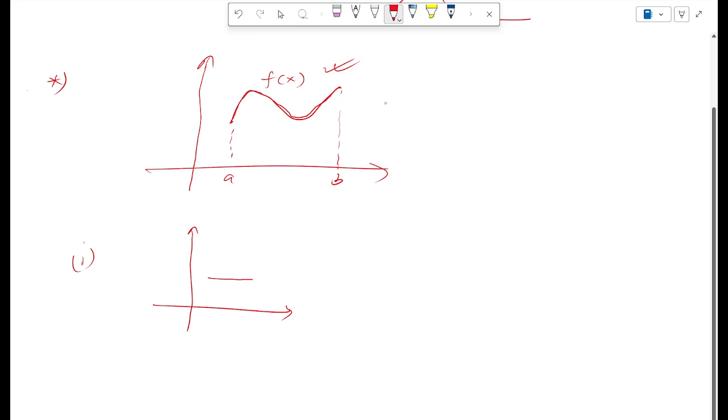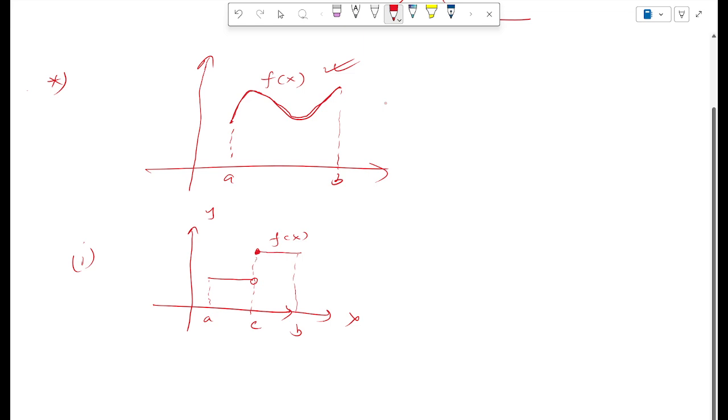Till here we had a graph like this, and this is an open bubble, and here the graph jumps to here, and this is the right side of the graph. And this graph is from A to B. This is X and this is Y. This is f(x). Let's call this point C.